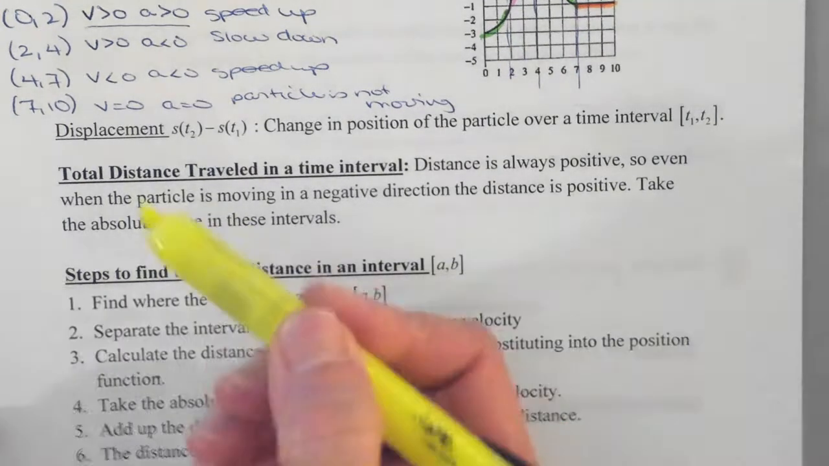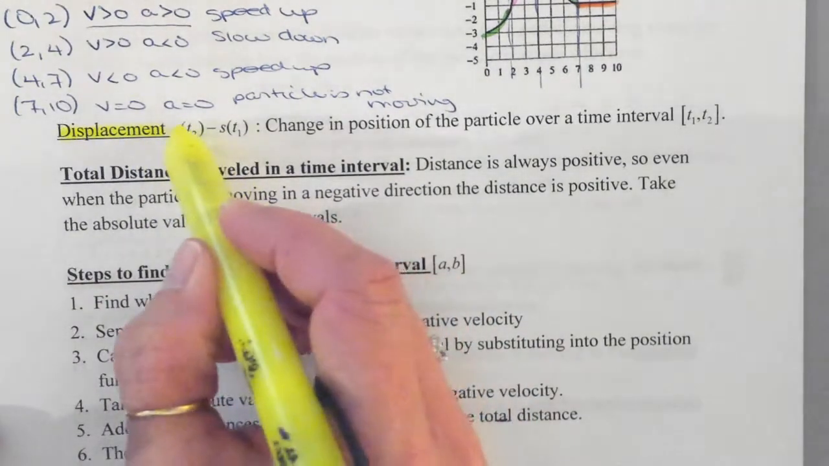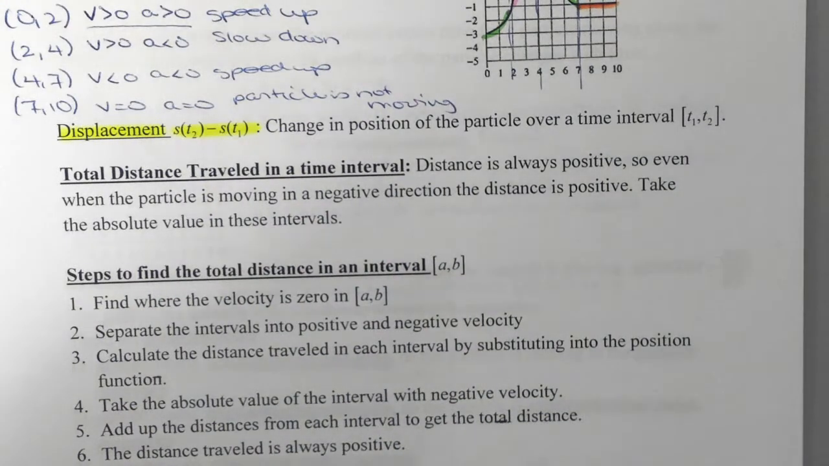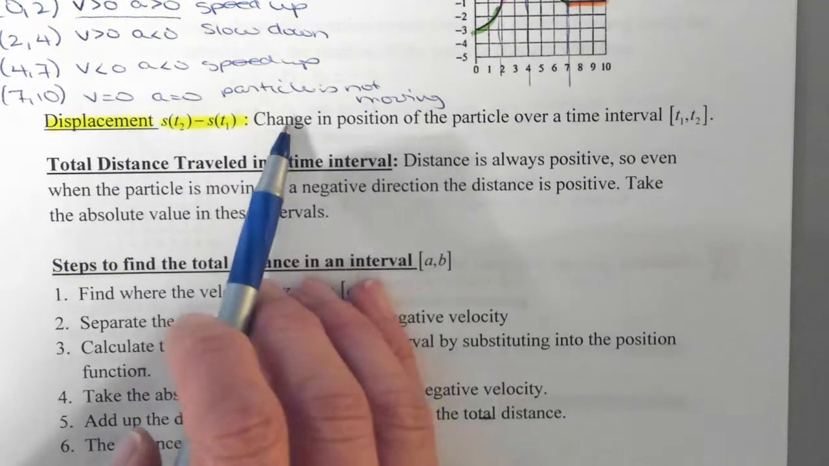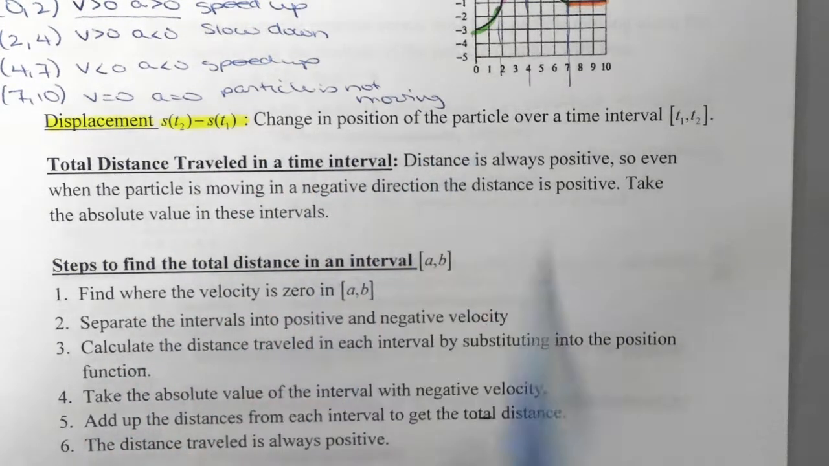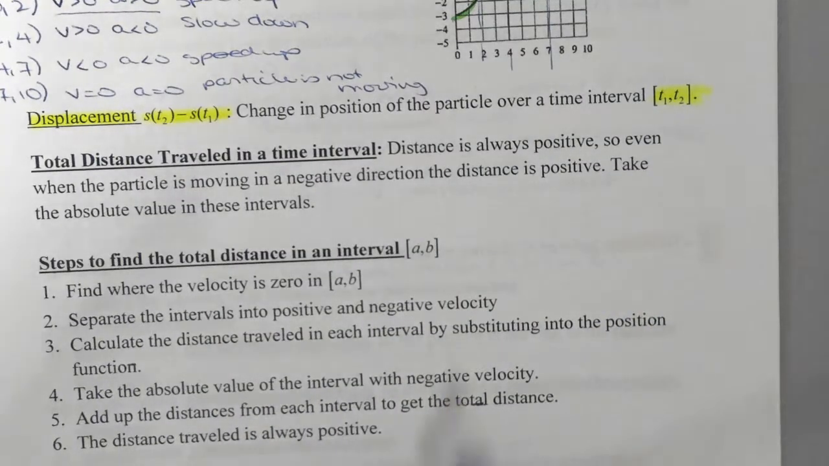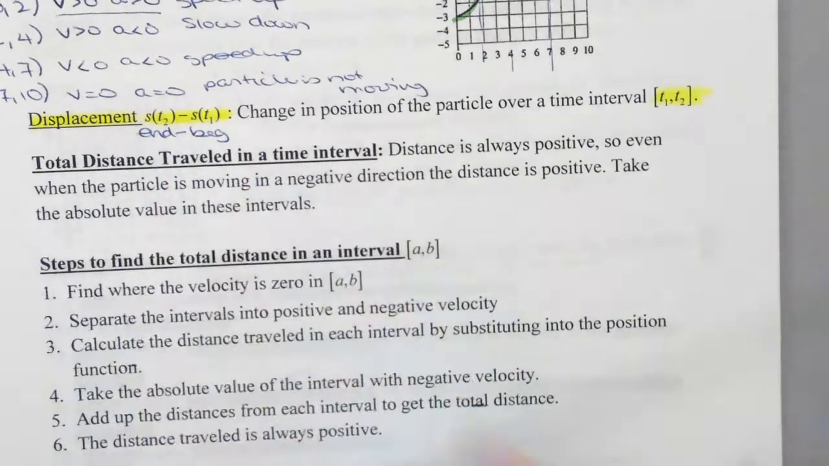So displacement. You will be asked for displacement. And the formula is your ending position minus your beginning position. So you are going back to the original function. And it is the change in the position of the particle over a given time interval. So you have to be given a time interval in order to calculate this. Okay, so really this is the end minus the beginning.